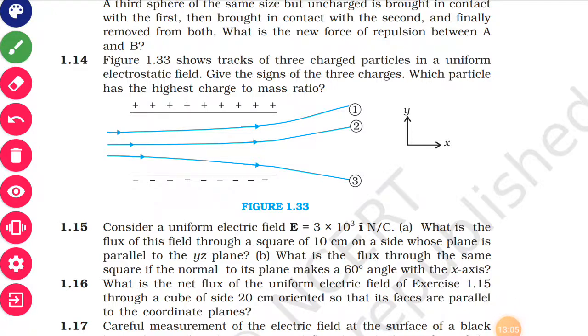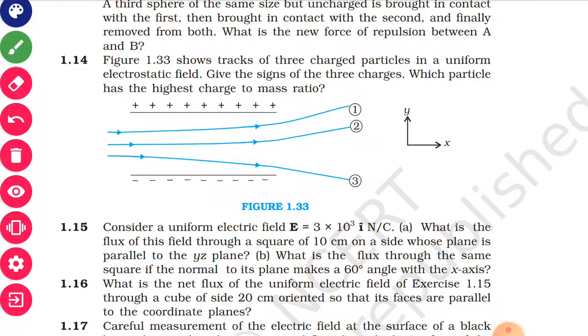Now question number 14, the figure is given. It shows the tracks of 3 charged particles in a uniform electrostatic field. Give the signs of the 3 charges. Which particle has the highest charge to mass ratio?